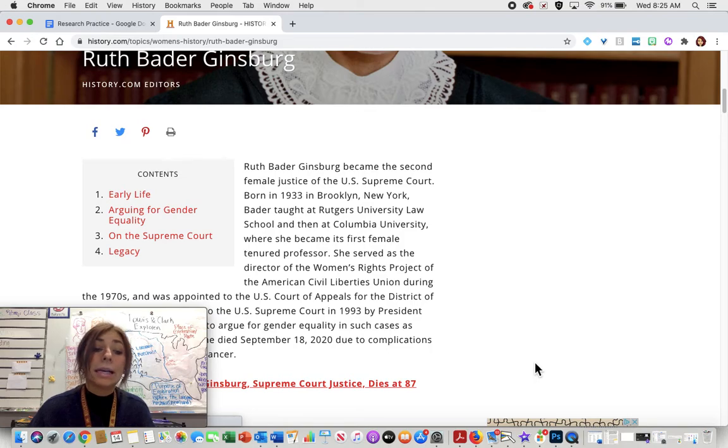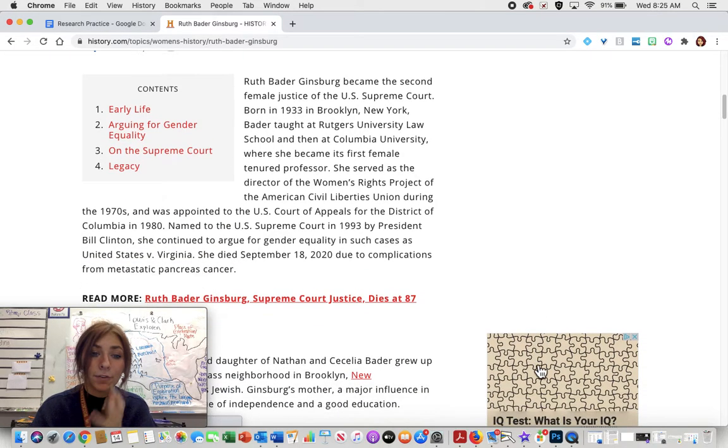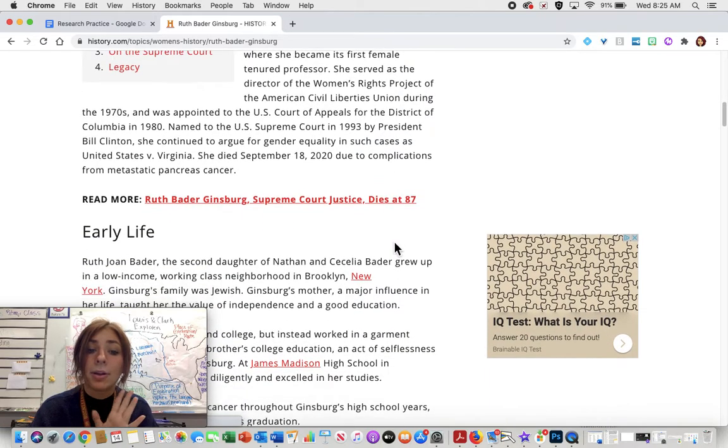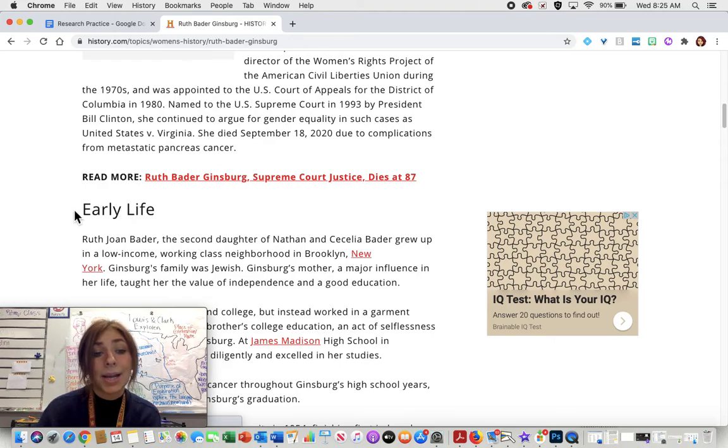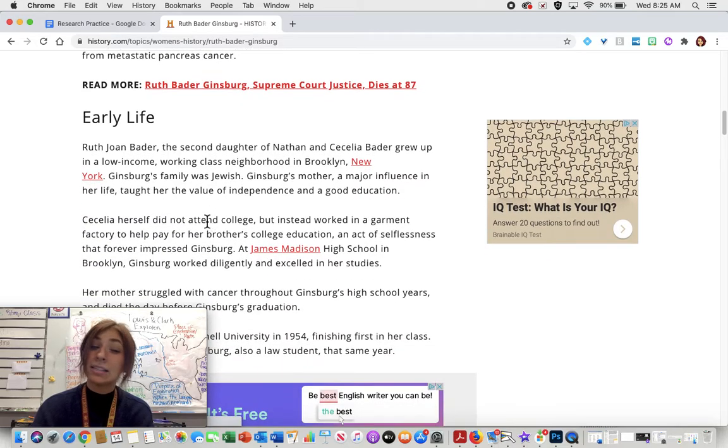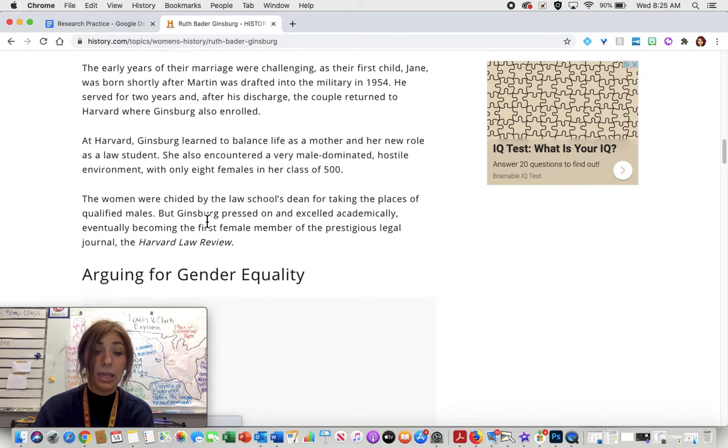I'm not worried necessarily about making sure I read all the information, because just looking at this, I know it's giving me background information, and that's not what I'm looking for. I'm looking for her impact. And so I can see right here with this heading or this subtitle, it's talking about her early life, and that's not something I'm looking for. I'm looking for her legacy.